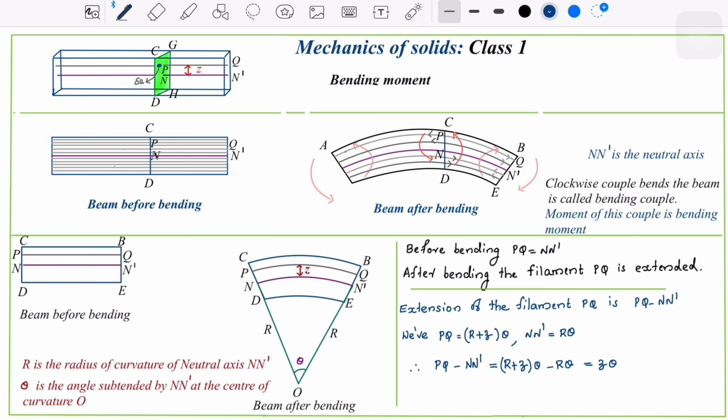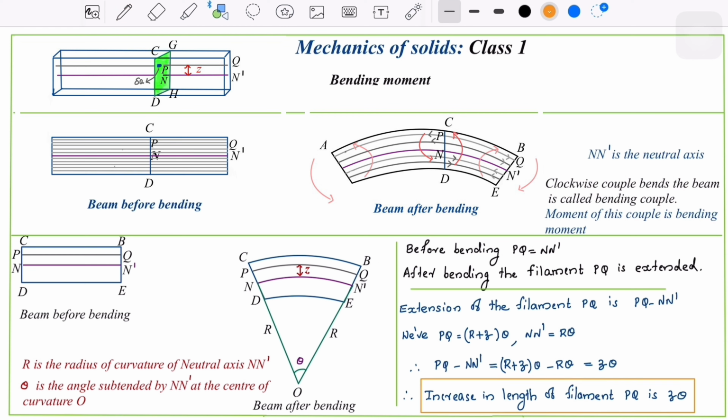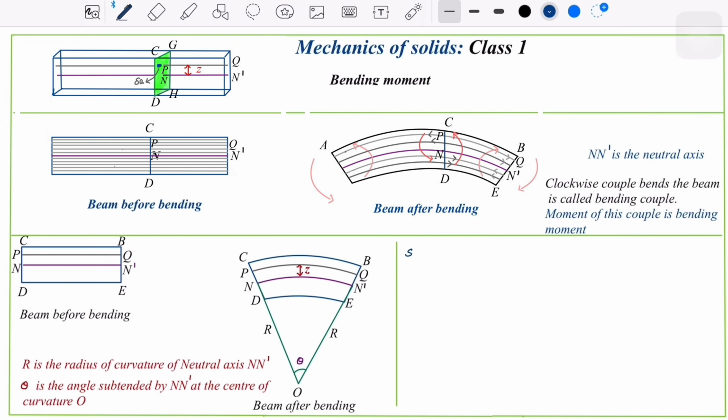This much the filament is extended. The extension of the filament PQ is Z theta. That is the increase in length of the filament PQ due to bending is Z theta. When the beam is bent, the length of the filament is increased by an amount Z theta.